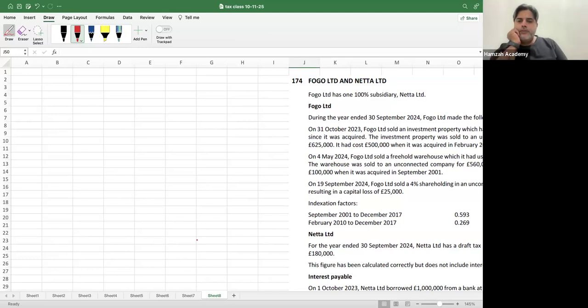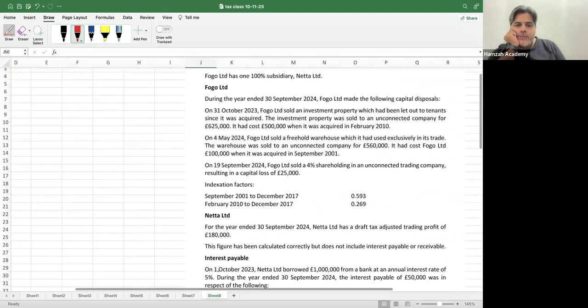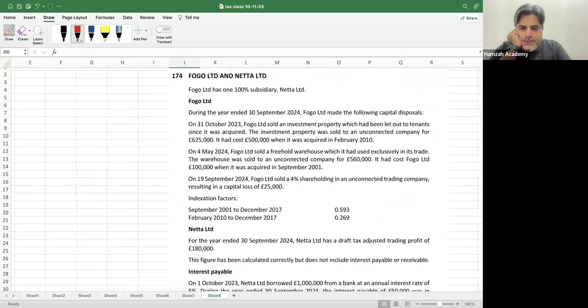Okay, let's start with this Fogo Limited now. Fogo Limited has a 100% subsidiary, Nita Limited. During the year ended 30th September 2024, Fogo Limited made the following capital disposals. On 31st October, Fogo Limited sold an investment property which had been let out to tenants since it was acquired. The investment property was sold to an unconnected company for 625,000. It had cost 500,000 when it was acquired in February 2010.